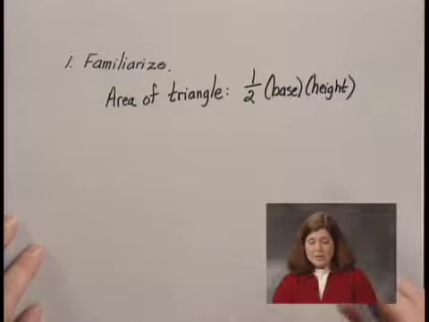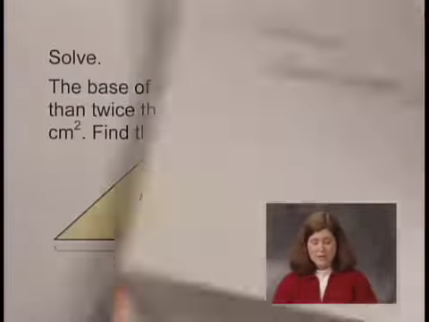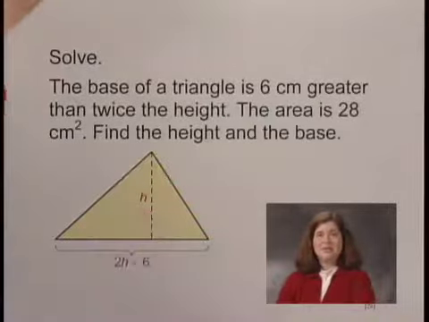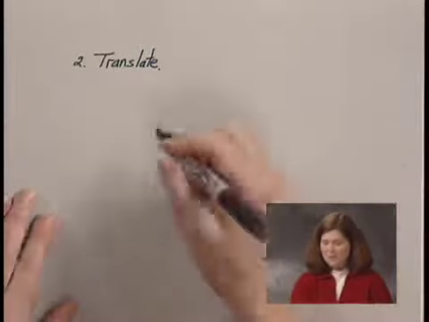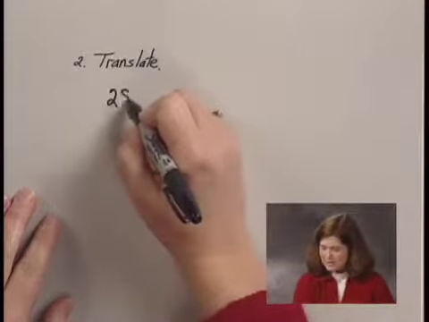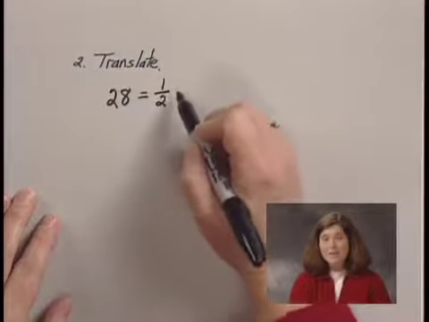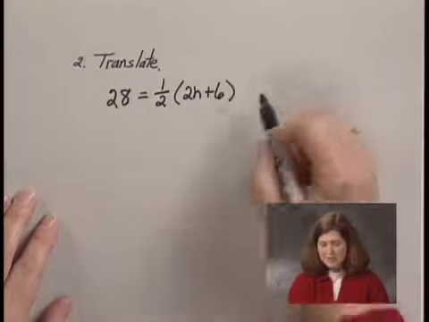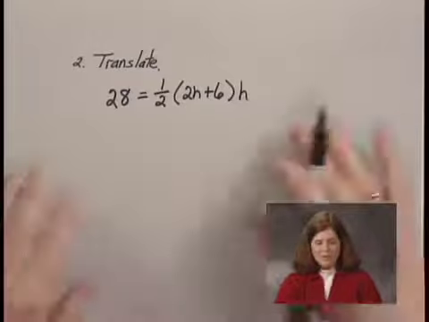So when we translate, we can simply substitute our expression for the base, 2h plus 6, our expression for the height, and we would have an equation. So let's translate step 2. We were given that the area was 28 square centimeters, so we write 28 equals 1/2 times the base, which is 2h plus 6, times the height, which is h. So we have an equation we can solve.